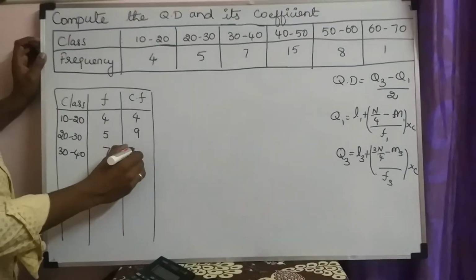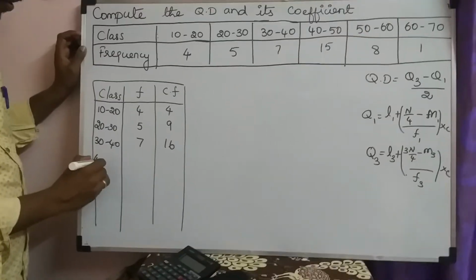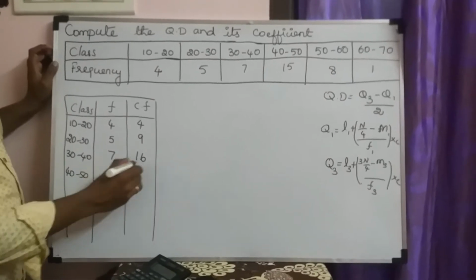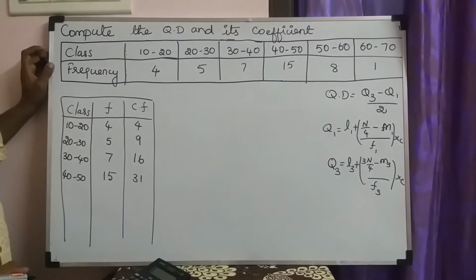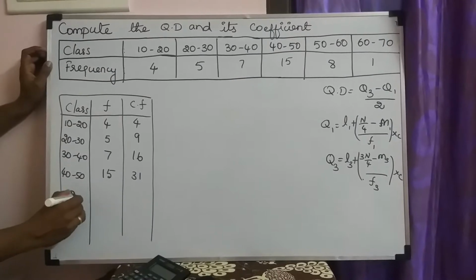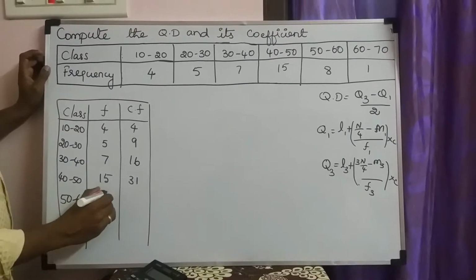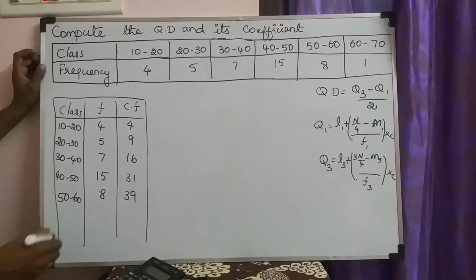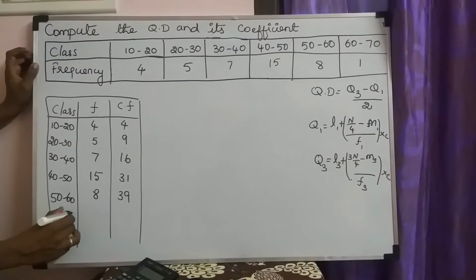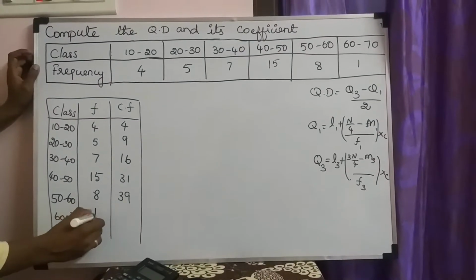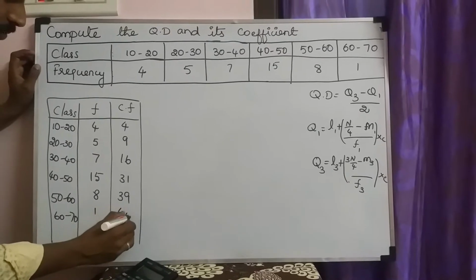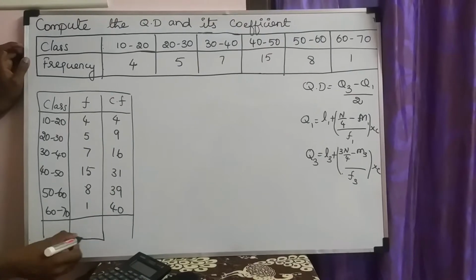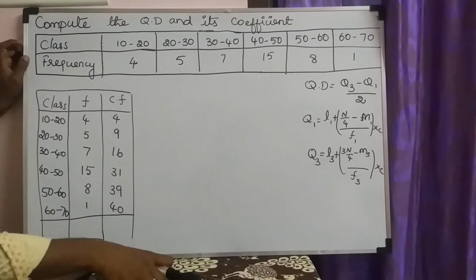Next, 30 to 40, the frequency is 7. If I add this, we get 16. The next class is 40 to 50. The corresponding frequency is 15. Now add this, we have 31. And the next class is 50 to 60. The corresponding frequency is 8. And now add this, we get 39. Next the final class is 60 to 70. The corresponding frequency is 1. Now add this, 40. So the cumulative frequency of the last one is 40.